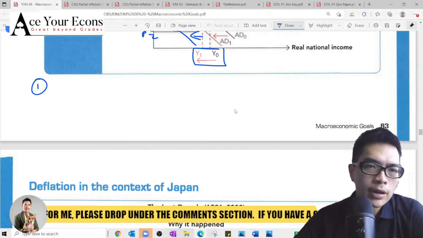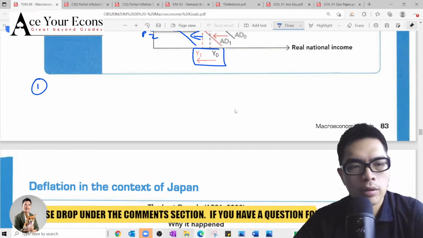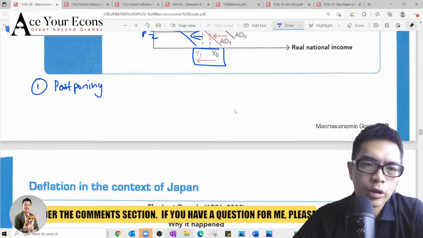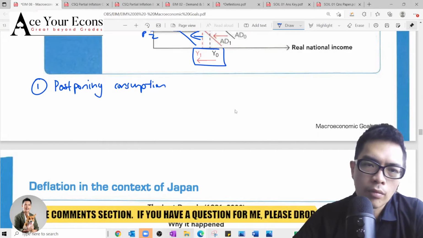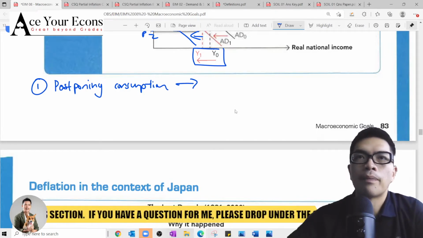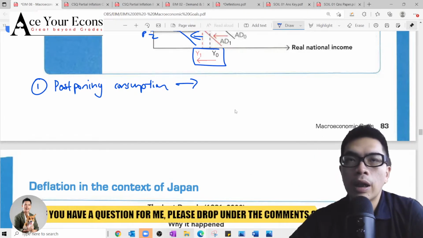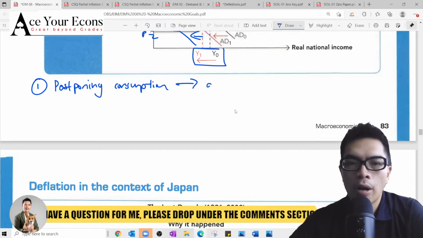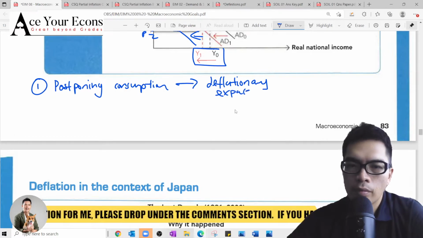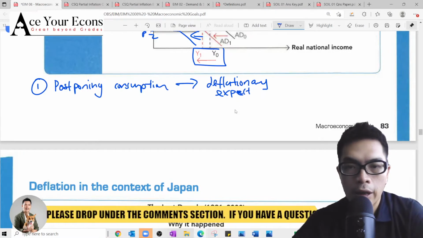So the first cause or consequence or concern, why is deflation undesirable, is the concept of what we call postponing consumption. This is what happens when there is deflation or deflationary expectation. If there is a persistent fall in price level, you realize that consumers will form the expectation of deflationary expectation. It can fall in this time period. Does it mean that it won't fall further? It can fall further, right?